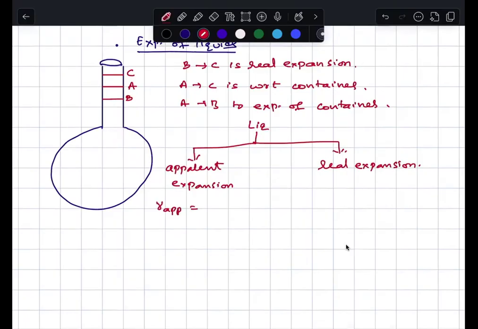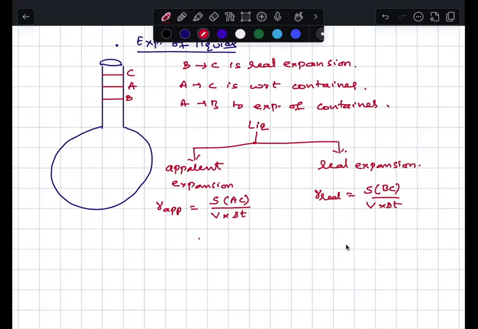let us assume the cross-sectional area is some S into AC by the initial volume into rise in temperature. Gamma real, S into BC by initial volume into rise in temperature. Till this point, I don't think you have any observation. Yeah, one thing is clear, no?